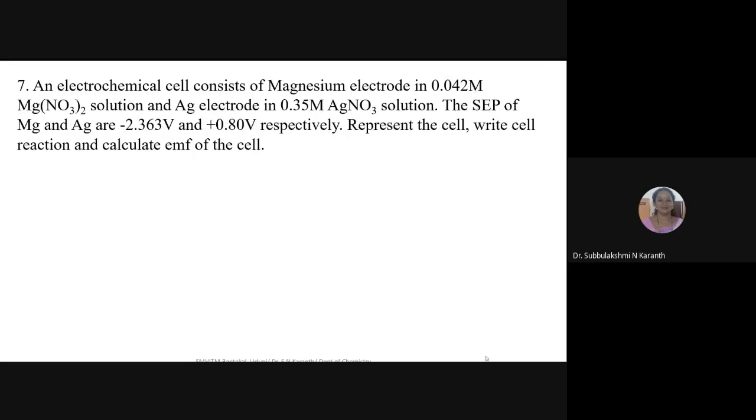You already know how we represent this cell. While representing the cell, first you predict which electrode acts as anode and which one as cathode. Here, the silver electrode possesses a higher electrode potential, that is 0.8 volt, whereas the magnesium is minus 2.363. So the silver electrode now acts as cathode, because it possesses a higher electrode potential than the Mg electrode.